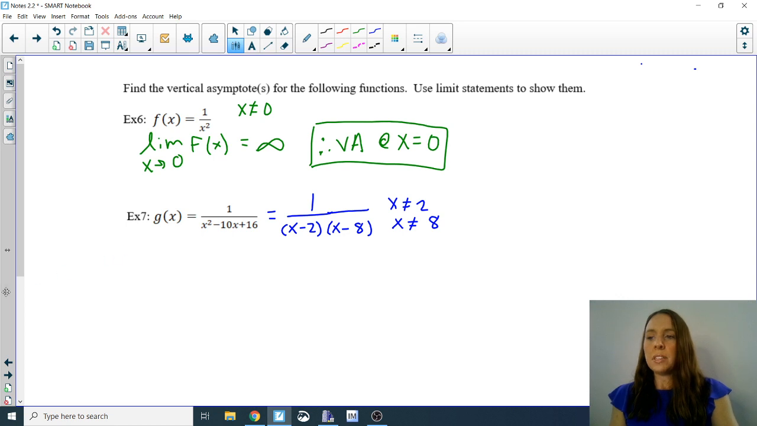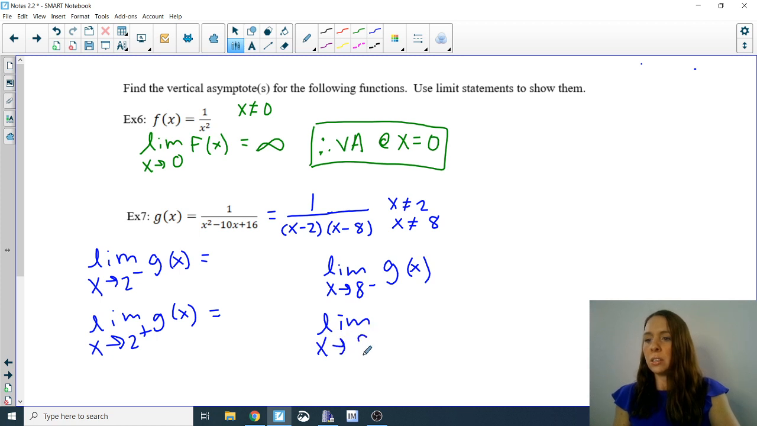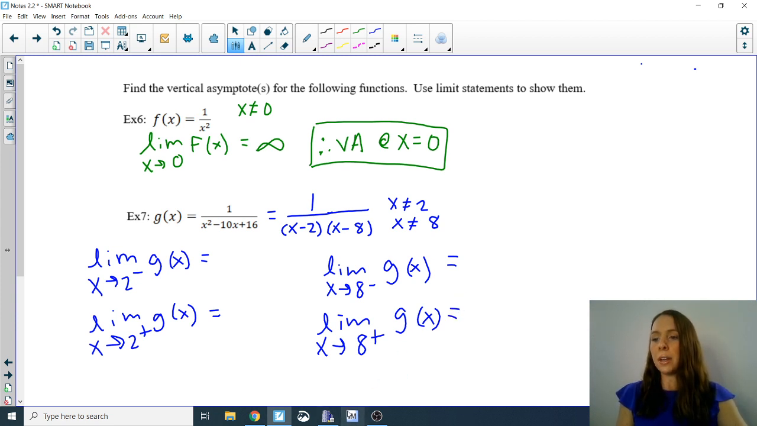All right, I said we're going to have to set up more limits here, however, because the graph is doing something different on each side of these asymptotes. So what I'm going to do here is set up the limit as x approaches 2 from the left of g of x. I'm going to set up the limit as x approaches 2 from the right of g of x. I'm hoping those will be infinity or negative infinity. And then I do the same thing for the other restriction. The limit as x approaches 8 from the left of g of x, and the limit as x approaches 8 from the right of g of x. Again, I want my answers to be infinity or negative infinity to show by definition that they're vertical asymptotes.